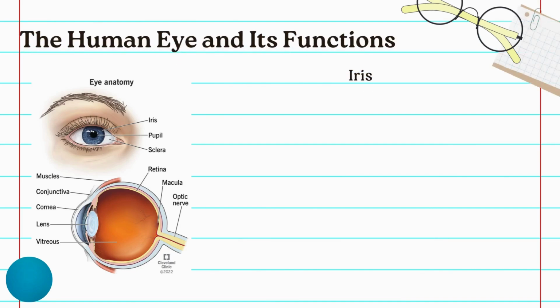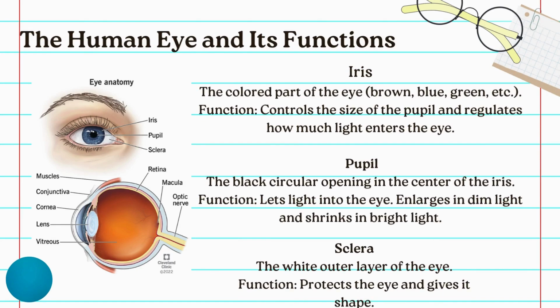So now we're going to look at the human eye, its function and its structures. First up, right here in front, we are going to be looking at the iris. The iris is the part of your eye that determines your eye color. So it could be black, brown, blue. And the iris basically controls the size of the pupil to regulate how much light enters into your eye.